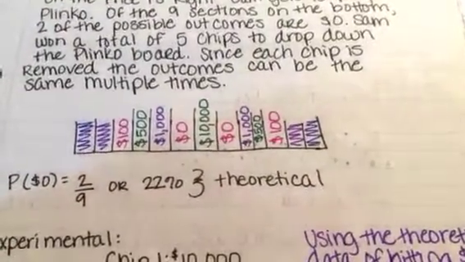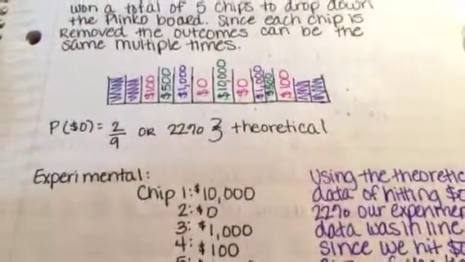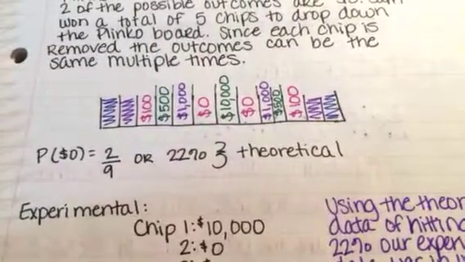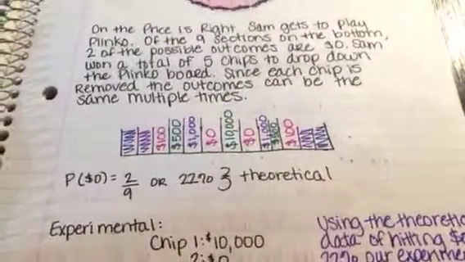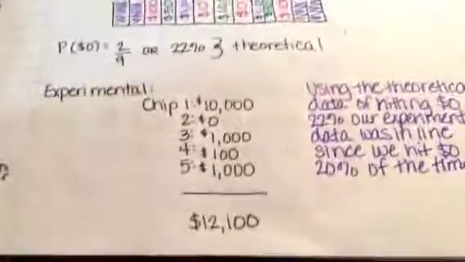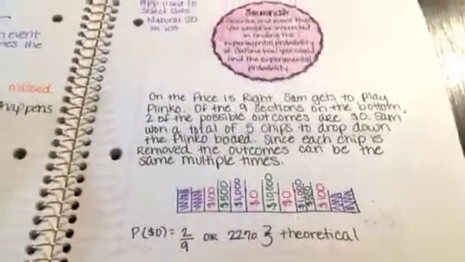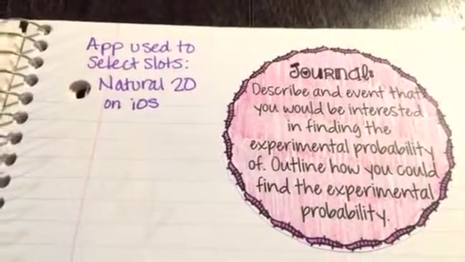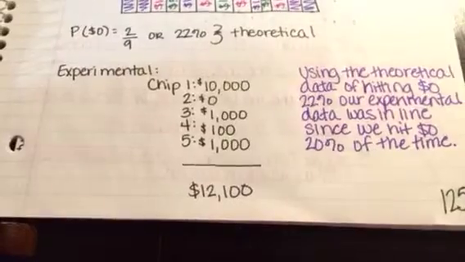So I drew a copy of the Plinko board. I found it on Google. And then I talked about the theoretical probability of getting $0 would be 2 out of 9, or 22%. So then experimental probability. Well, in the problem I said that Sam had 5 chips. So how I determined what the 5 chips were is I used the app called Natural 20, and it's an Apple app. I'm not sure if there's an Android version of it. So I went down here and I just randomly went through, and those are the chips that came up.